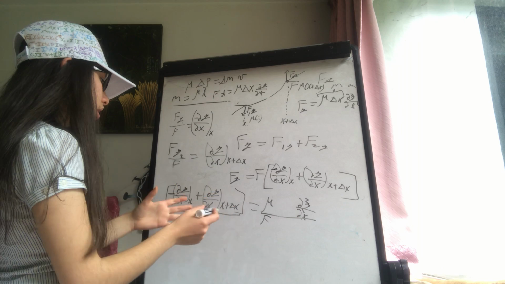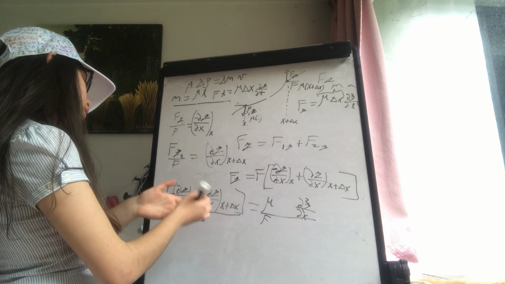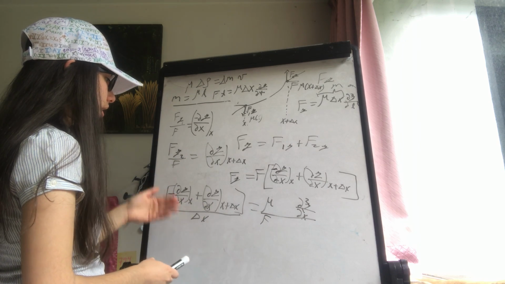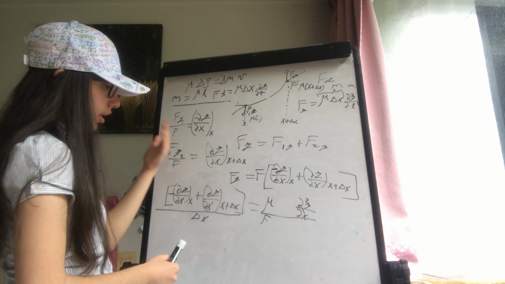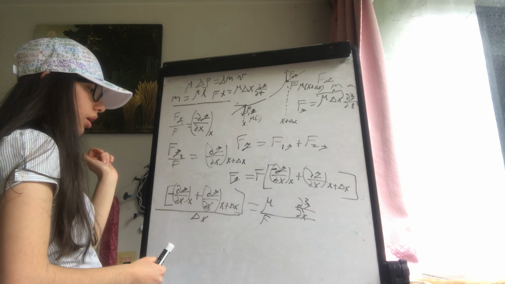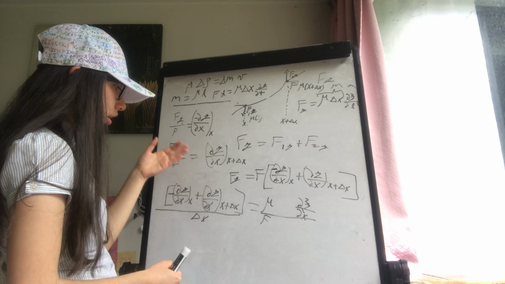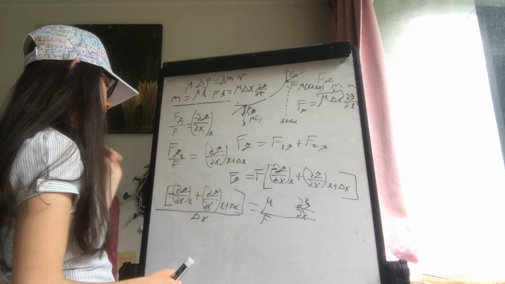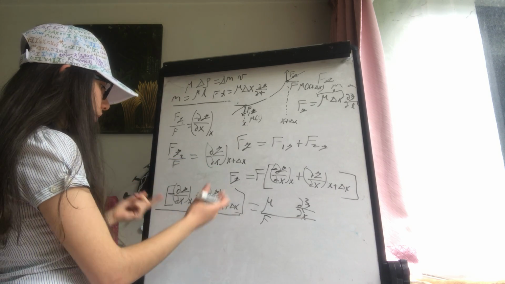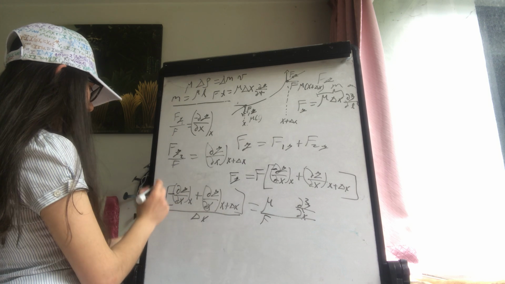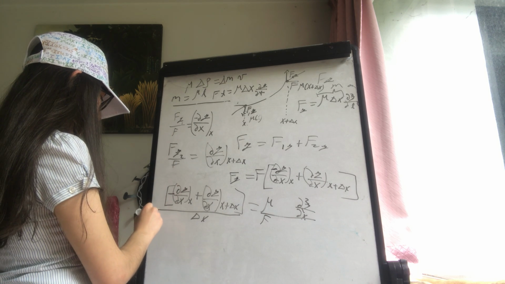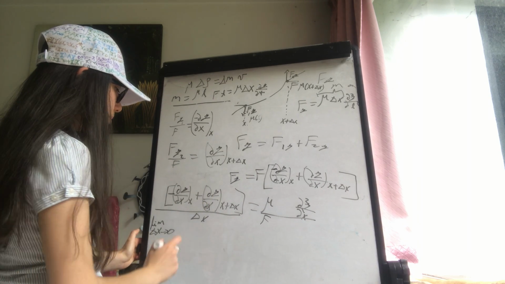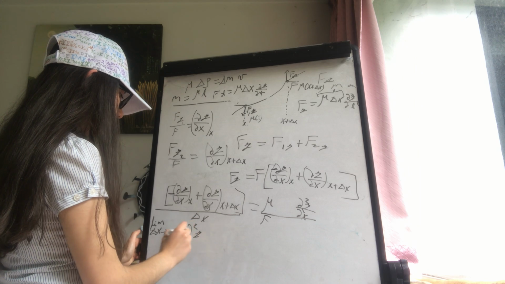So if you see, this has the form of something at x plus delta x minus something at x. So this is like y of x plus delta x minus y of x, or dy/dx at x plus delta x minus dy/dx at x, all divided by delta x. If we take the limit as delta x approaches 0, we have the second partial derivative of y with respect to x.